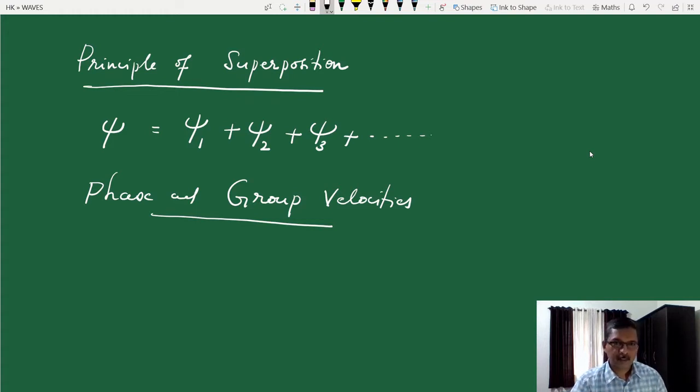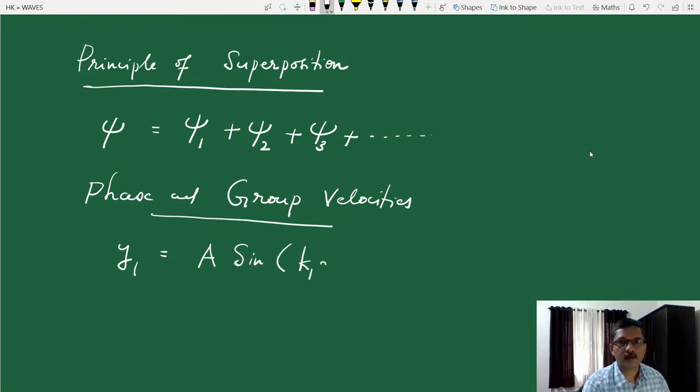We will see what is the meaning of group velocity. So let us consider two simple harmonic waves moving along the positive x direction. They have the same amplitude, but slightly different wavelengths. So consider these two waves. We are considering waves moving along the x direction, one dimensional waves. Amplitude is a. I am using the sine function. We can use a sine function or a cos function.